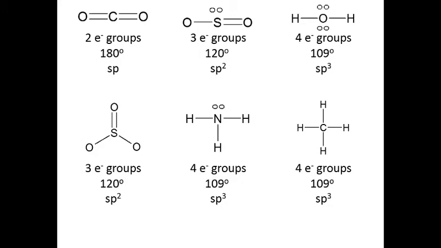What you should notice is that 2 groups is always 180 degrees, sp. 3 groups is always 120 degrees, sp2. 4 groups is always 109 degrees, sp3. Electron groups, bond angles, and hybridization all go together.